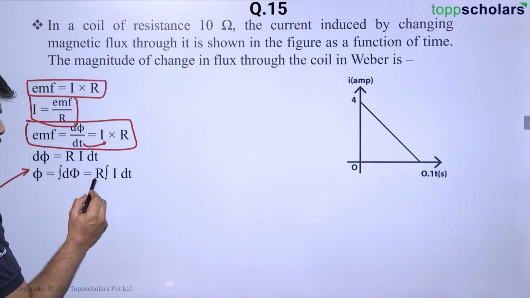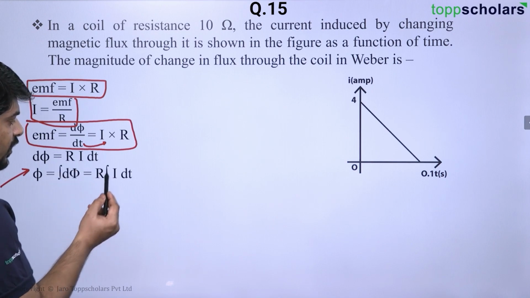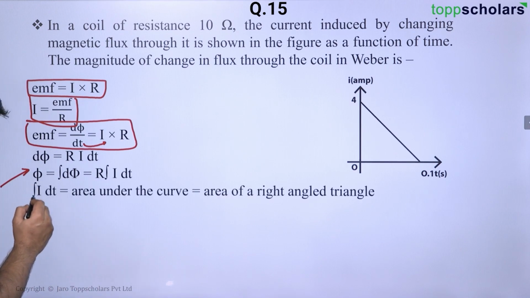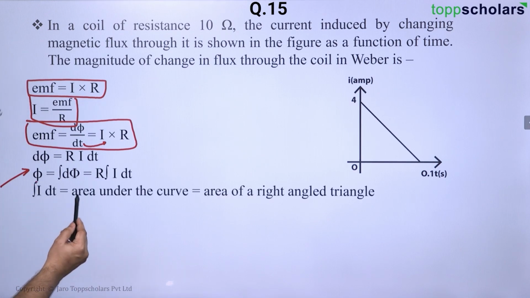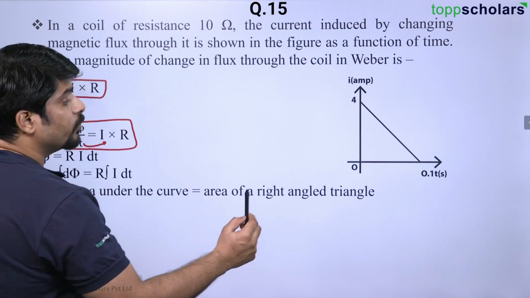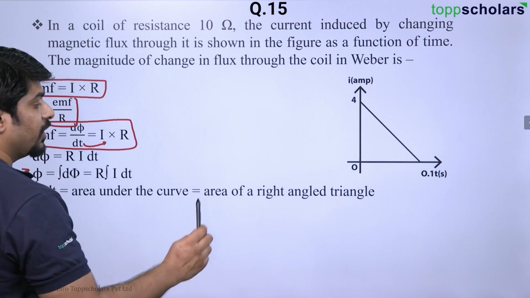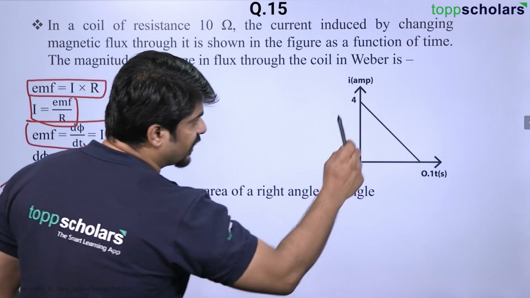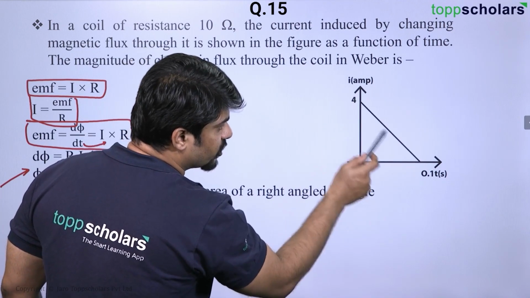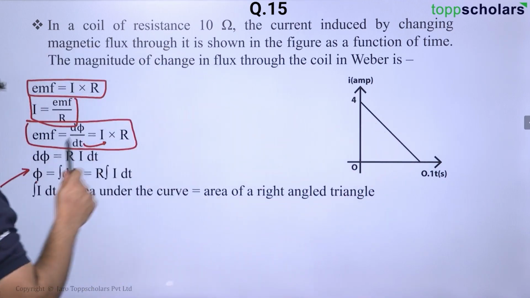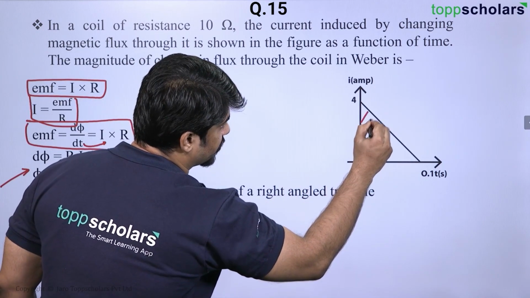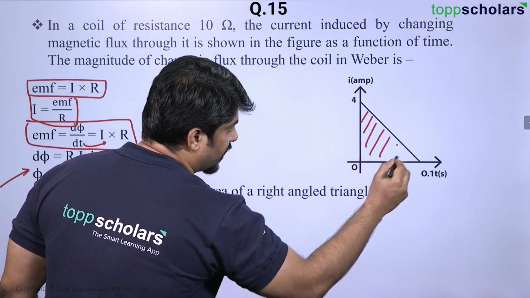Integration dφ will be equal to R, which is constant, so it will come out of the integration, leaving the integration of I dt. Integration of I dt is nothing but the area under the curve, equal to the area of the right angle triangle. Here you can see the graph is a straight line. So if we want the integration of I dt, it should be nothing but the area under this graph.